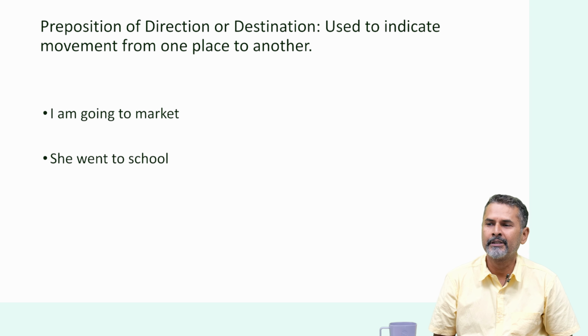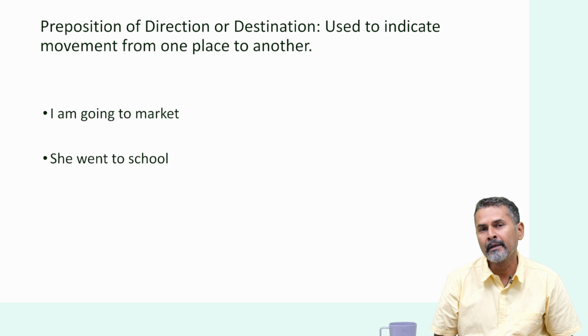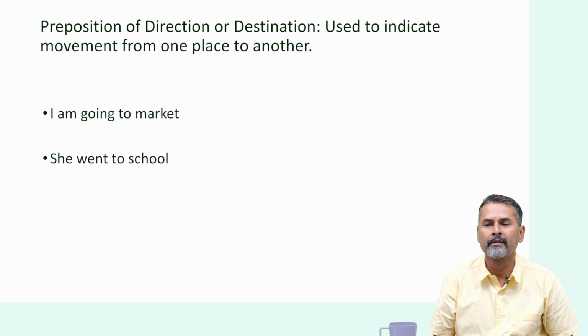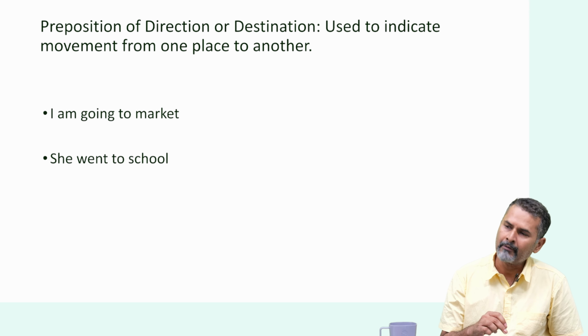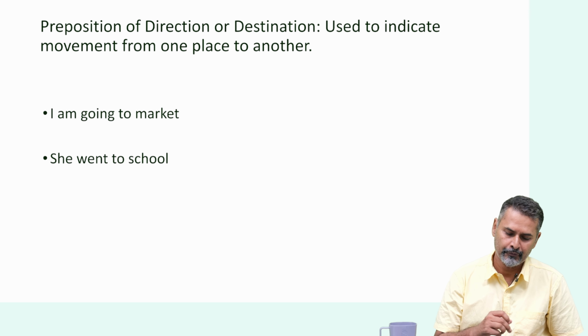The next example is she went to school. അവൾ സ്കൂളിലേക്ക് പോയി. So in both these examples, to translates to leke in Malayalam. Now let's look at the second use of to.